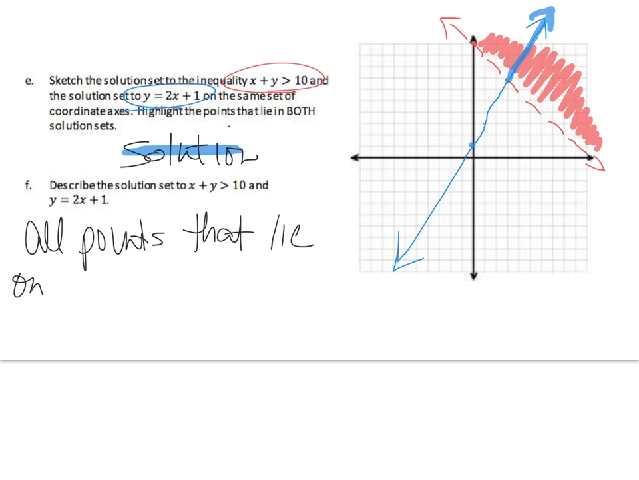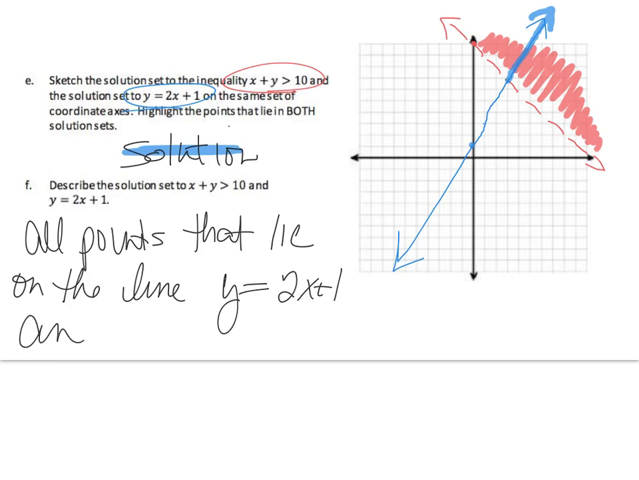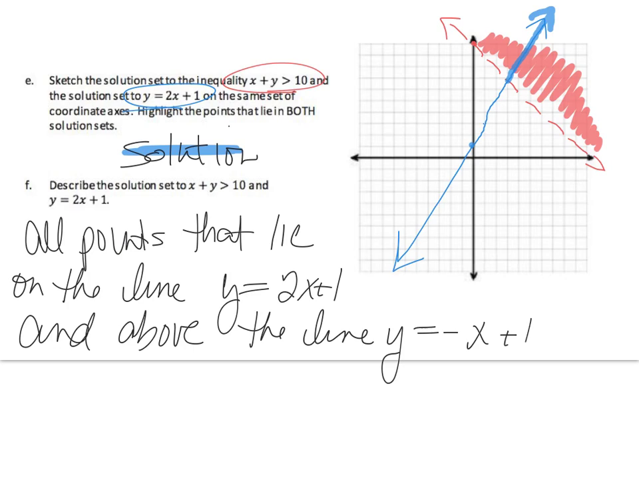on the line y equals 2x plus 1, and above the line y equals negative x plus 10. Okay, that's the description of the solution.